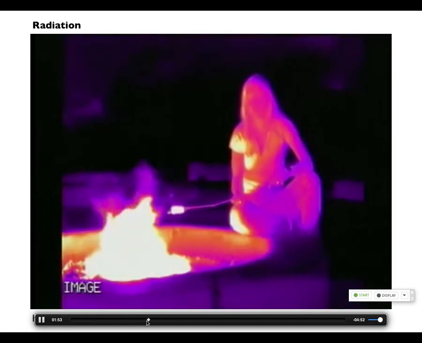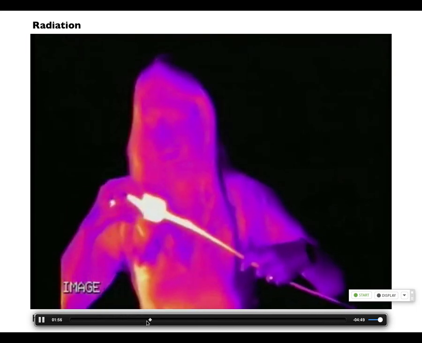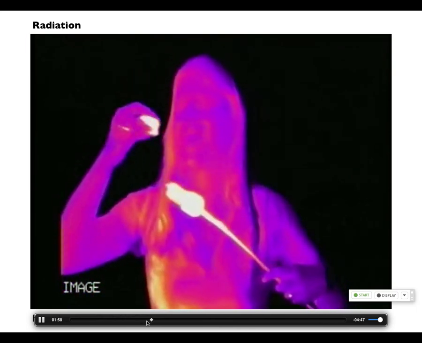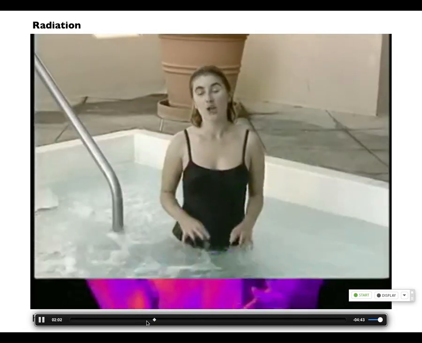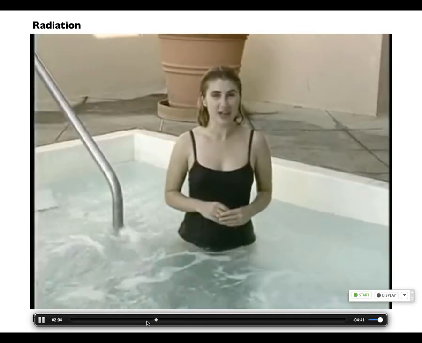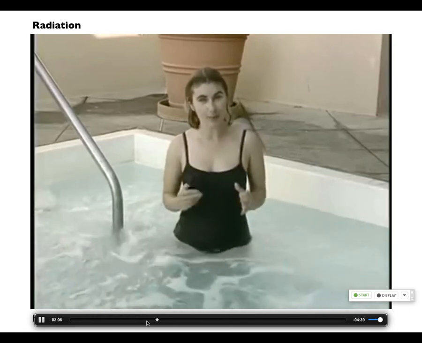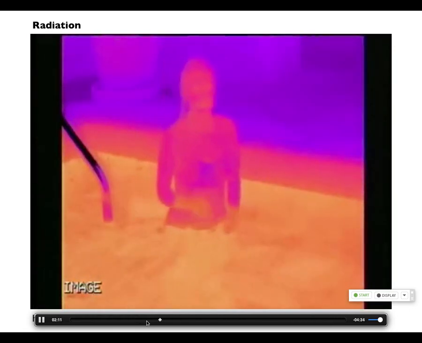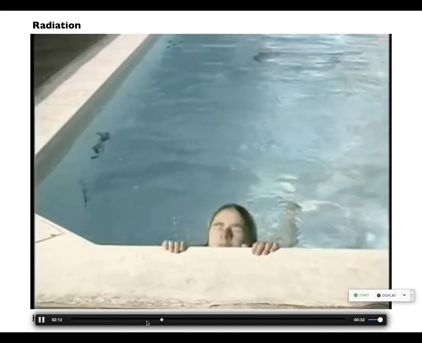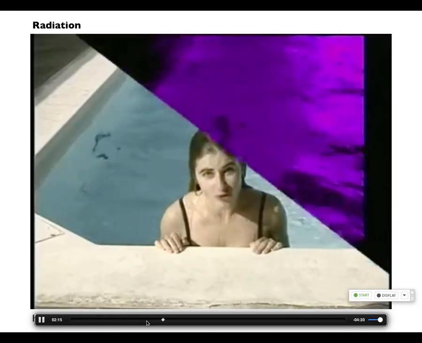That's what light is called, infrared light. It looks a lot different than visible light. Remember that what you're actually seeing is temperature. Something that's warm is going to look bright in the infrared, and something that's cold looks dark.